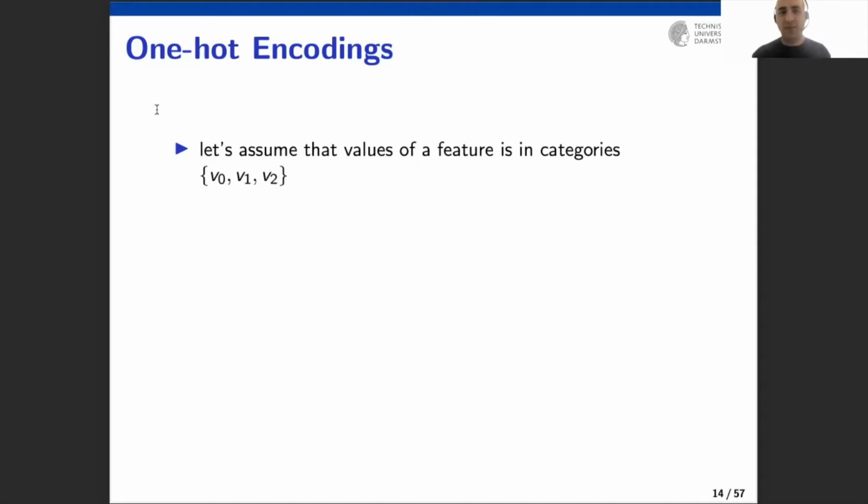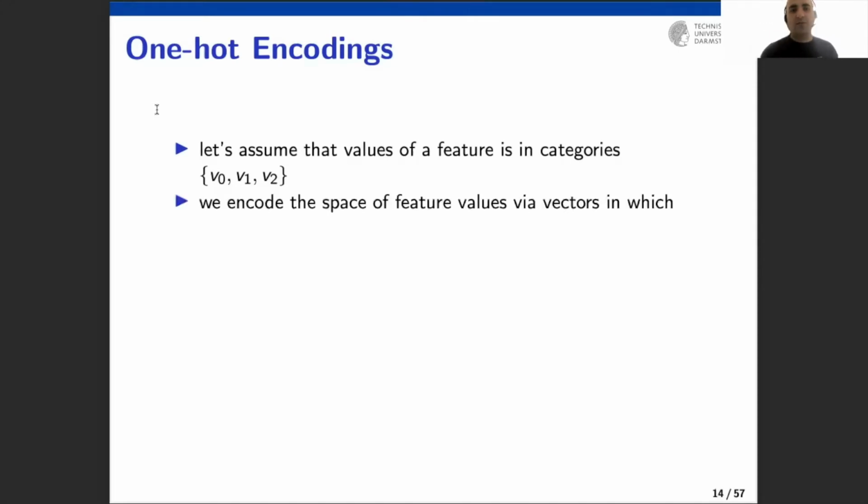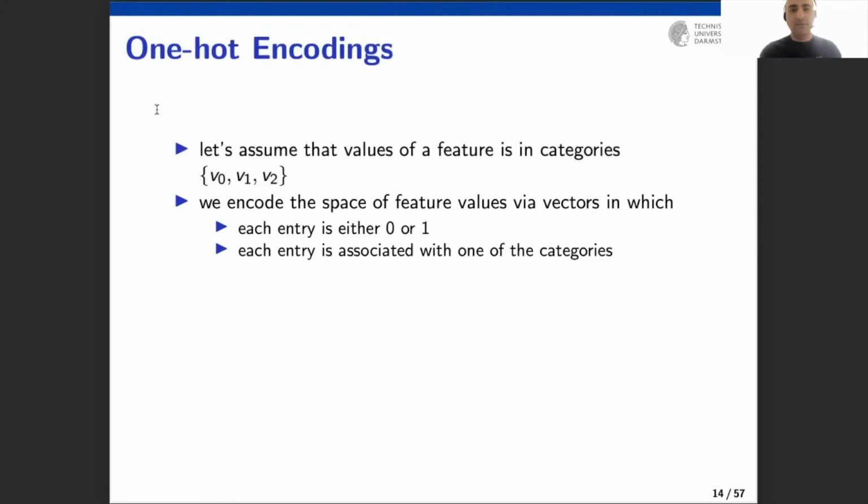V1, and V2. We encode the space of feature values via vectors in which each entry is either 0 or 1. Each entry is associated with one of the categories, and only one item in a vector can be 1. The rest should be 0. Such a vector is named a one-hot vector.